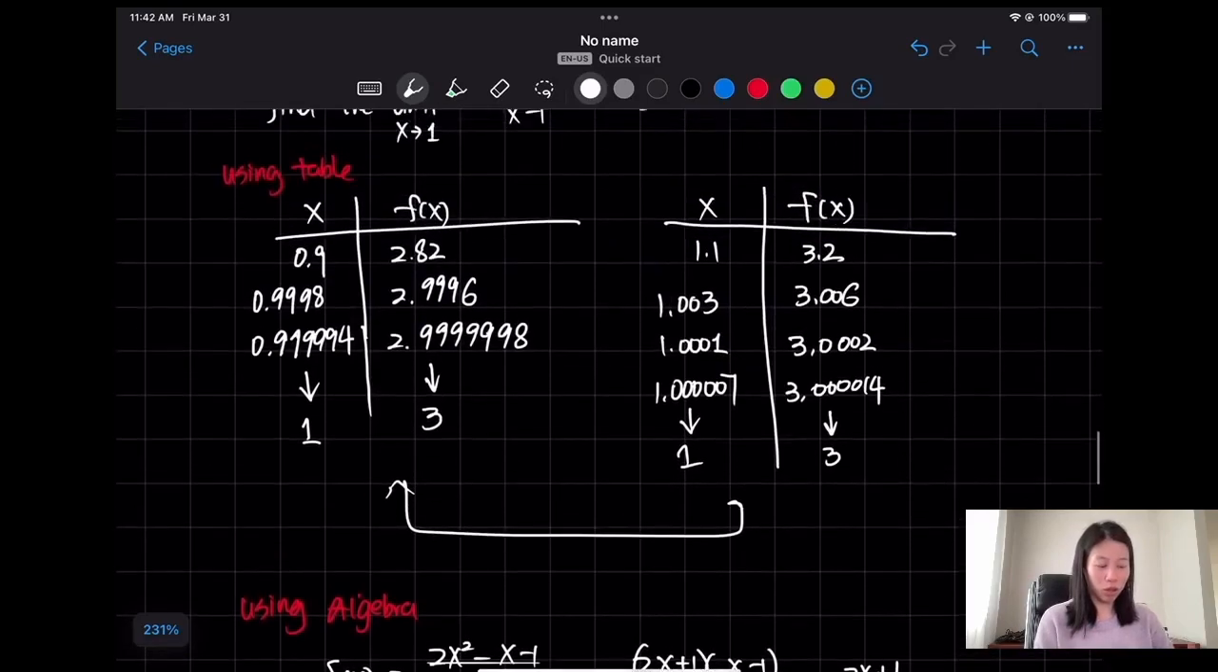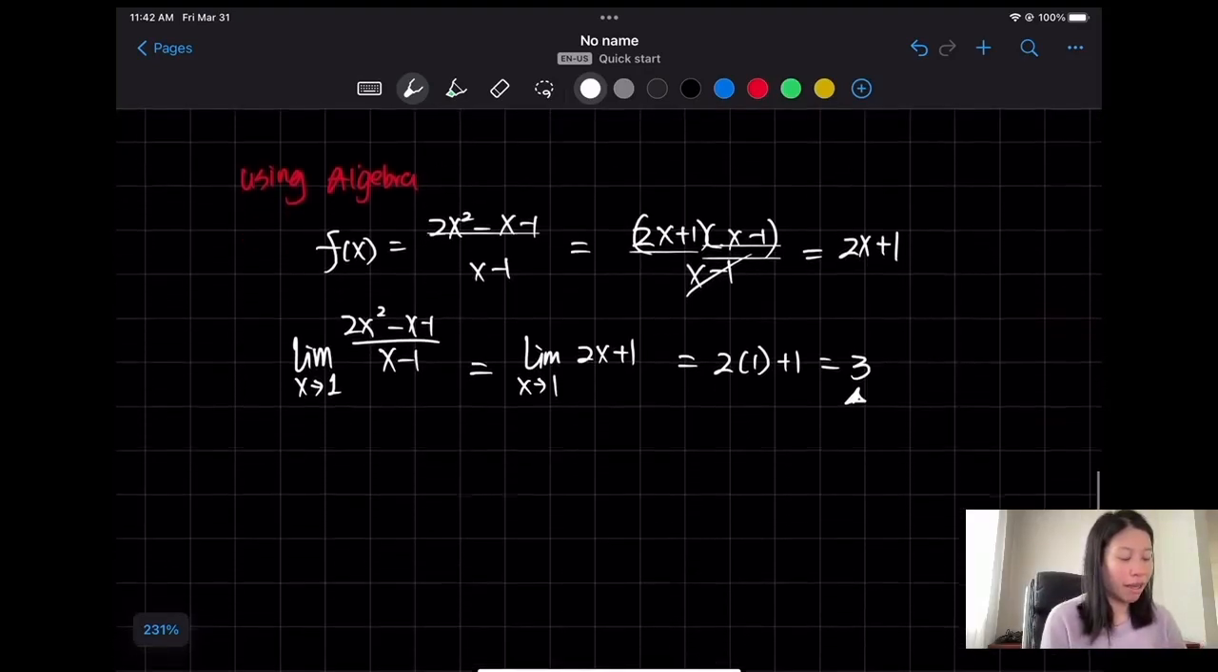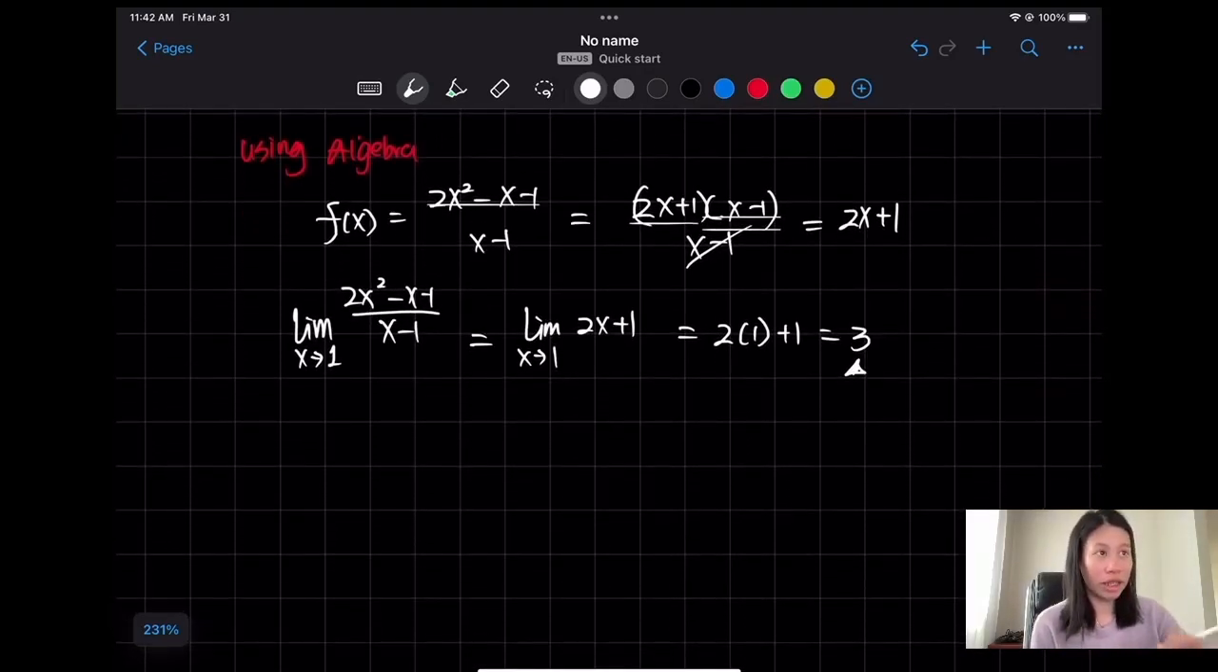No matter which way you use. If you're using a table, you need to do it from the left side and the right side. If you're using algebra, you need to try to get rid of the denominator if it's possible. And then another way to do it is using a graph. Well, then we can use GeoGebra to help us.